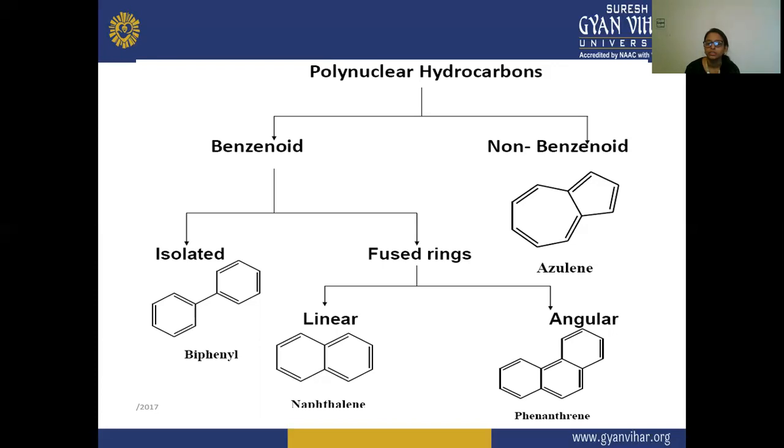So here, this benzenoid is divided into two categories, that is your isolated or fused ring, and this isolated example is your biphenyl, and the fused ring is again divided into two classes, that is your linear and your angular. So this linear example is your naphthalene, and your angular example is your phenanthrene.